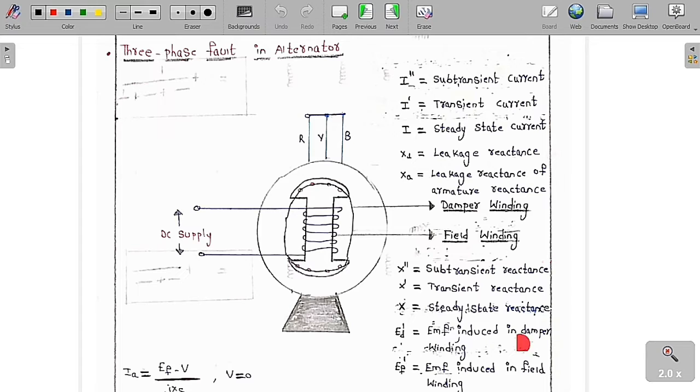So these are the very important notations. Let me repeat them again. I double dash is the subtransient current, I dash is the transient current, and I is the steady state current. XL is the leakage reactance, and XA is the leakage reactance of the armature reaction. X double dash is the subtransient reactance, X dash is the transient reactance, and X is the steady state reactance. E double dash is the EMF induced in the damper winding, and EF dash is the EMF induced in the field winding.